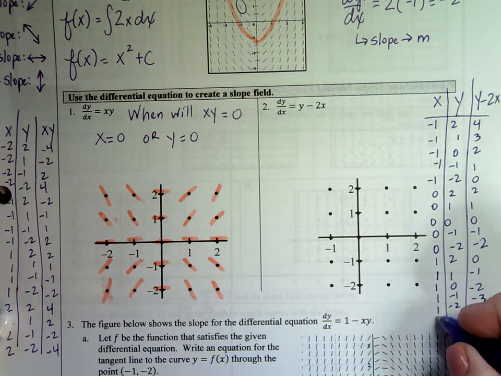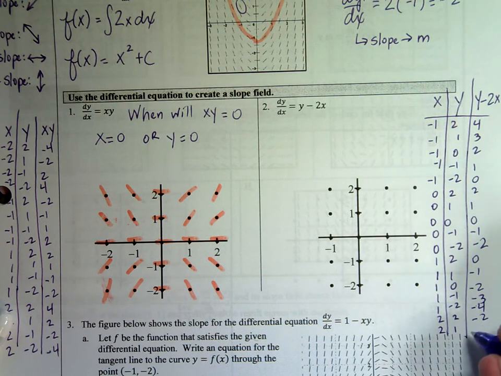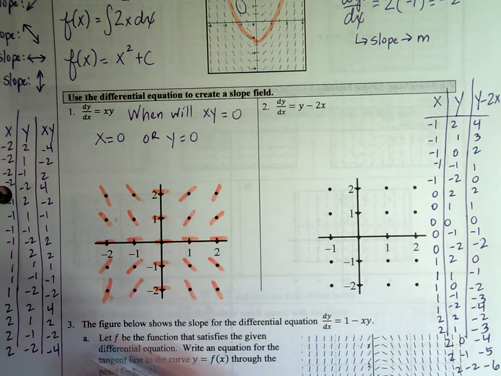2, 2 gives you negative 2. 2, 1 gives you negative 3. 2, 0 gives you negative 4. 2, negative 1 gives you negative 5. And 2, negative 2 gives you negative 6. So what you're going to do is go back and draw all of these on your slope field. So here I go.